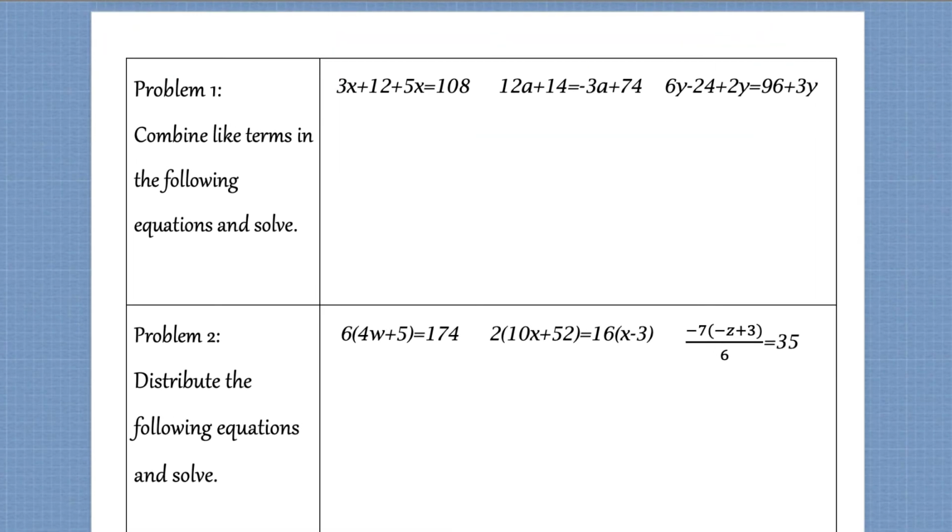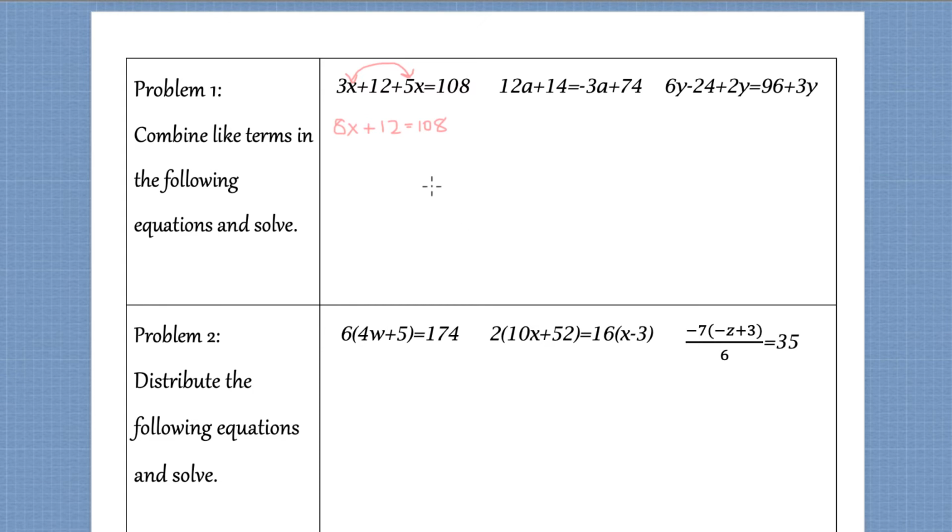So over here, problem 1 says to combine like terms in the following equations and to solve. And so we have some terms over here on the left side to combine, but there's only one constant term on the right side, so there's nothing to combine on the right side just yet. And so first we're going to combine all of the variables on the left side. And so we're going to combine this 3x with this 5x over here, which is going to give us 8x. And the plus 12 over here is just going to stay there. So that's going to give us 8x plus 12 is equal to 108.